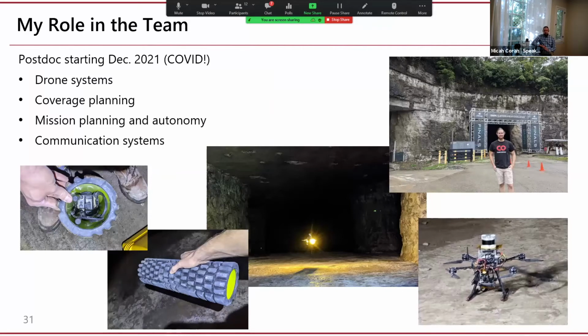My own involvement with the team started fairly recently, last December. This also meant starting a postdoc in the middle of the coronavirus pandemic, which is a whole other story. My responsibilities were varied, but generally spanned drone systems, coverage planning for drones, drone autonomy and mission design, and also some work on communication systems.